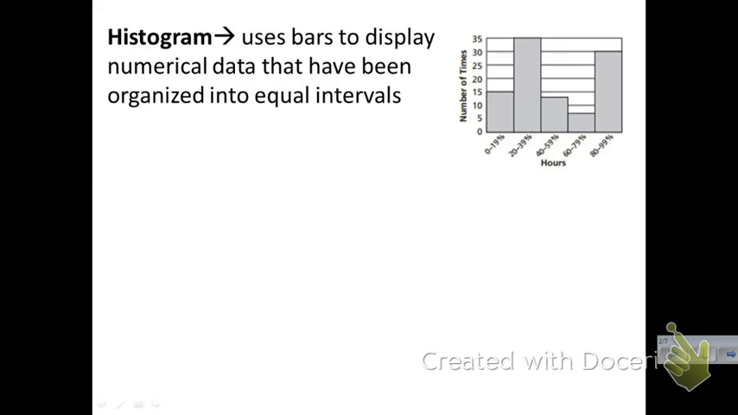Okay, so a histogram uses bars to display numerical data that have been organized into equal intervals. We can see here that our intervals are between 0 to 19, which means our intervals are 20. It uses the bars to show us how many people, or number of times. This would be 15 between 0 and 19 hours.